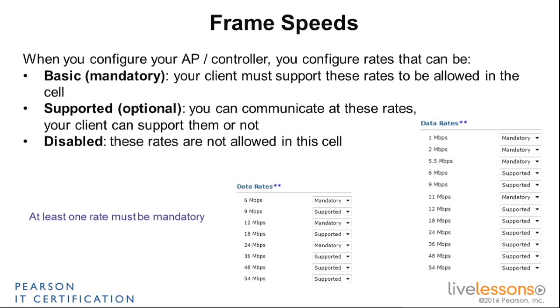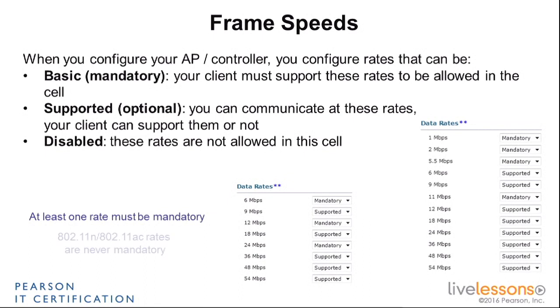But your beacons will be sent at the first mandatory rate, and all your broadcasts will be sent at the first mandatory rate. So one rate has to be mandatory. And typically it's the first rate you allow because the beacon is going to determine the size of your cell. So you want the beacon size span to be the same as the cell size. So the first rate you allow is going to be the mandatory rate. And then you may have some more mandatory rates if you want to, but at least the first one must be mandatory.